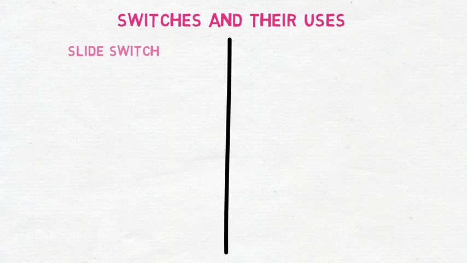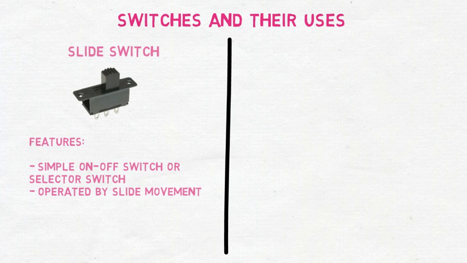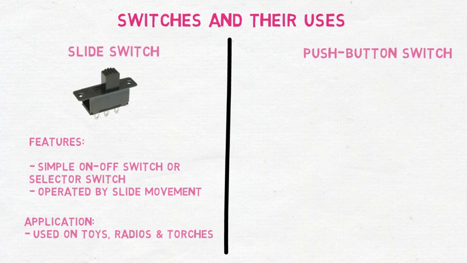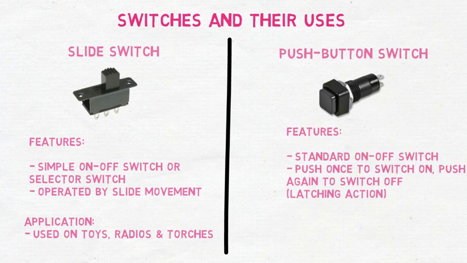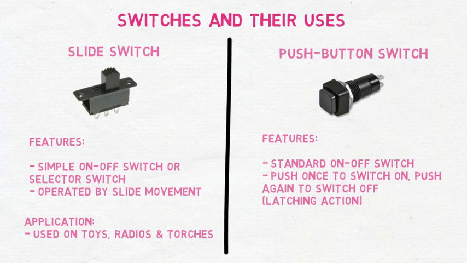Next, we'll look at the slide switch. The slide switch is a simple on-off switch or selector switch. It is operated by slide movement. It is used in toys, radios, and torches. The push button switch. It is a standard on-off switch. Push once to switch on, push again to switch off. It is used on fans.